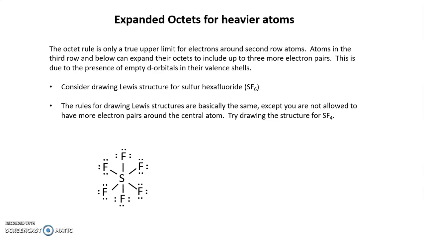So I want you guys to pause the video and try to draw the structure for SF4 and see if you can figure out what to do. You need to go through all the step-by-step process of, we already know sulfur is going to be the central atom. So go ahead, put the fluorines around it, start filling in the electrons, do all your accounting, and see if you can figure out what you need to do with that structure.